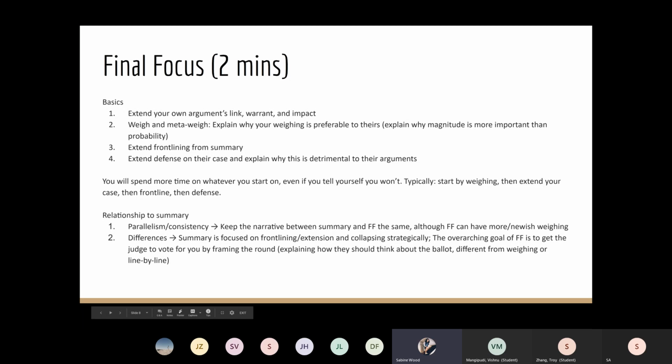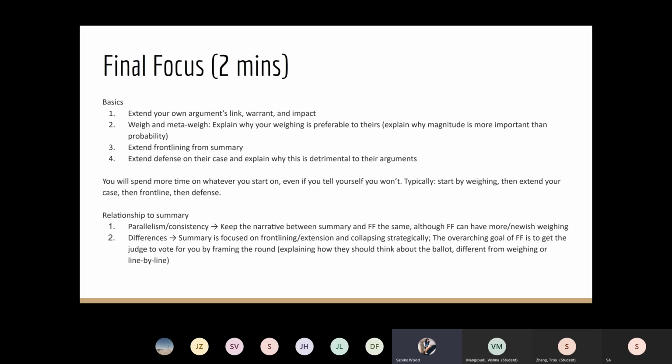And then the other thing you want to do in final focus is extend the frontlining that was done in summary. So you want to continue to explain why the responses that your opponents are making against your case are invalid, and you can do this as part of the extensions on your own case. As you explain why your arguments are true, you can also explain why the arguments they've made in response are false, for a faster and more efficient way of clearing up how the round has gone.